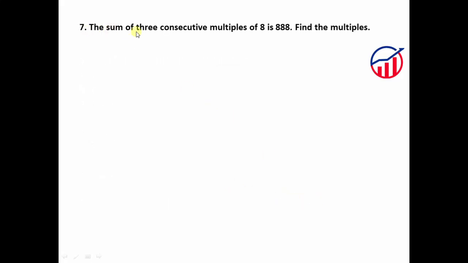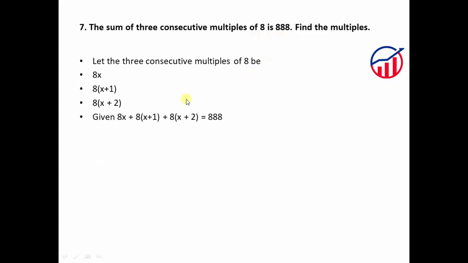Next question, question number 7. The sum of three consecutive multiples of 8 is 888. Find the multiples. So let the three consecutive multiples of 8 be: first is 8x. Second is 8 into x plus 1, because again the same way the consecutive means it will be greater by 1. And next is 8 into x plus 2. So given that the sum of these three consecutive multiples is 888, so 8x plus 8 into x plus 1 plus 8 into x plus 2 is equal to 888 over here.